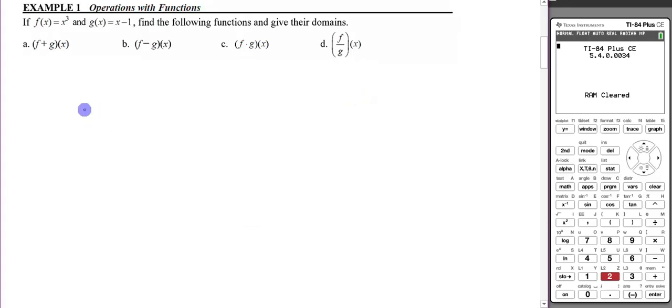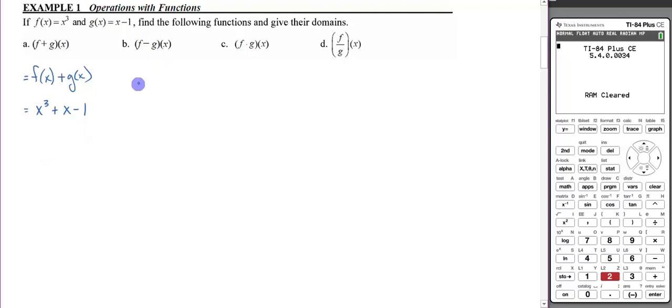Example 1 is operations with functions. If f of x is x cubed and g of x is x minus 1, find the following functions and give their domains. So f plus g of x, by definition above, is f of x plus g of x. That is going to be f of x being x cubed plus g of x being x minus 1. Our job after this is to simplify. There are no like terms to put together, so we're finished with this one.